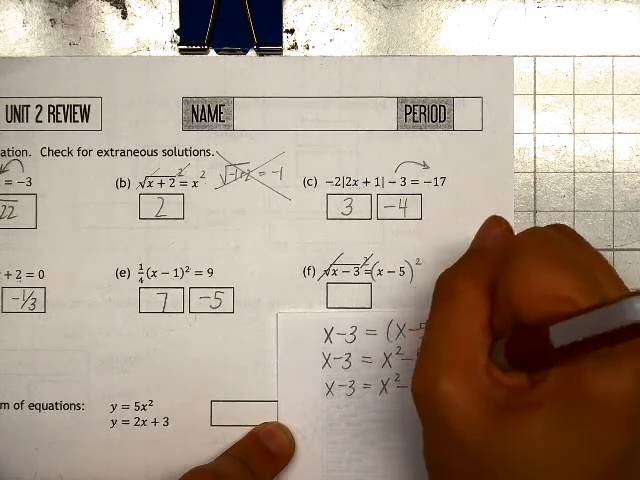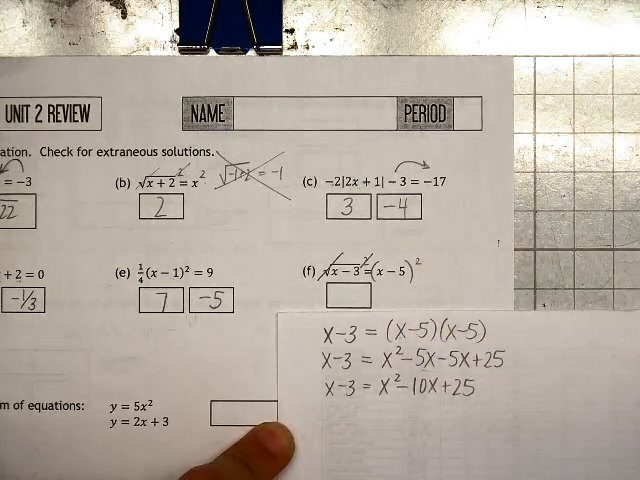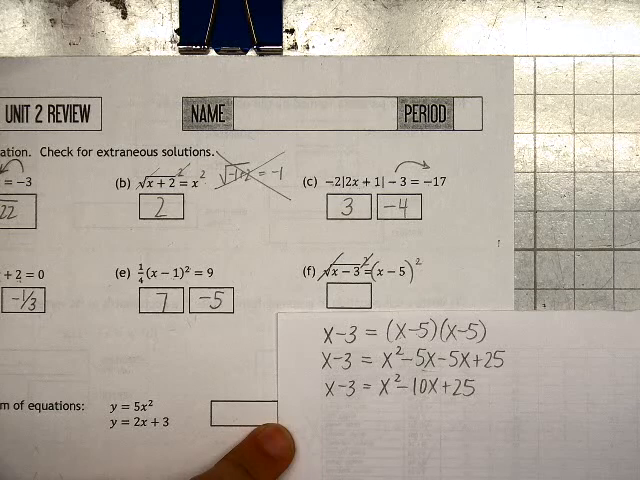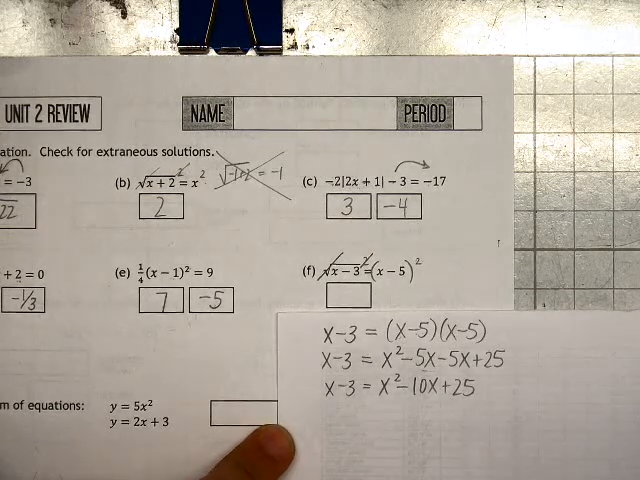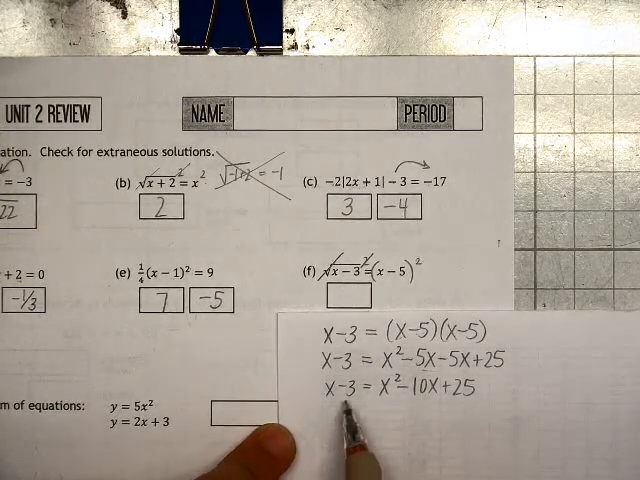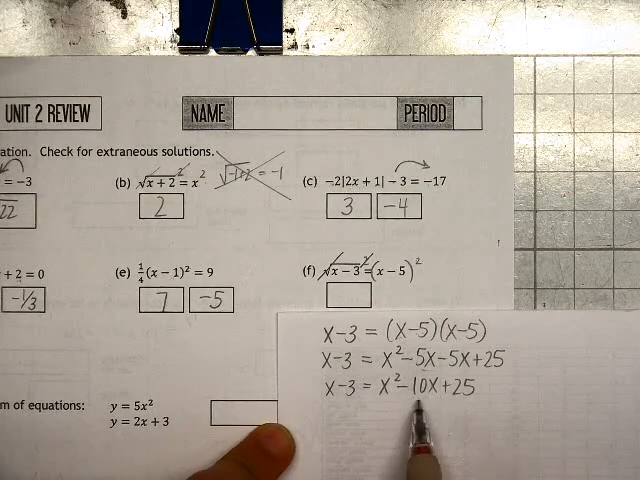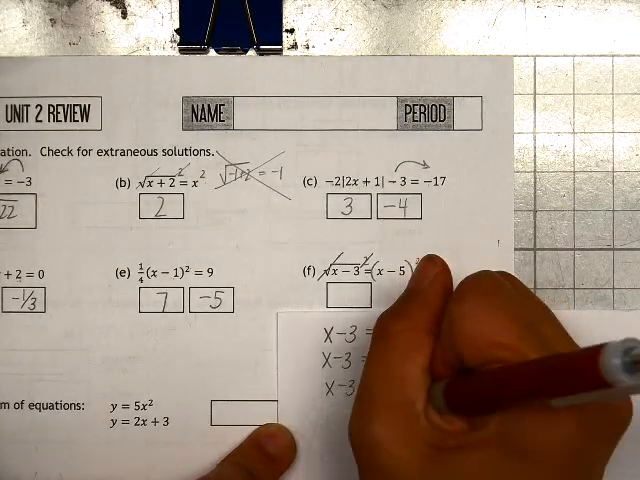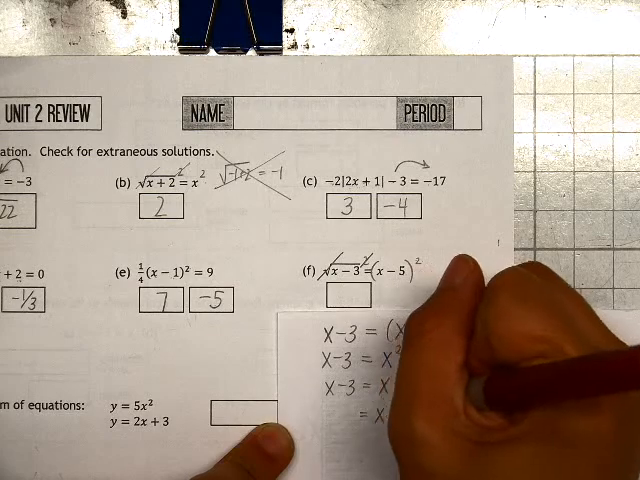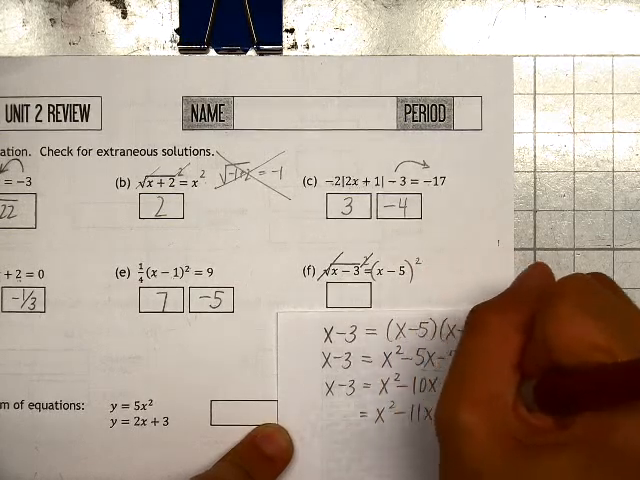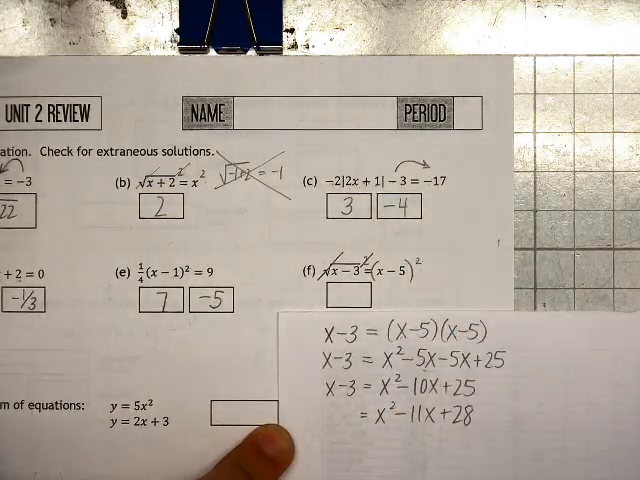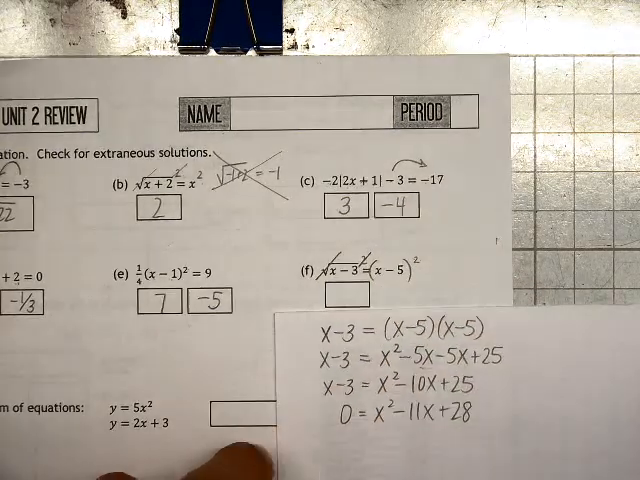If I combine like terms in the middle, that'll give me, again, x minus 3 equals x squared minus 10x plus 25. Now that I look at this problem and I see x's on both sides, I'm going to move the x minus 3 from the left-hand side over to the right-hand side to join up with the like terms here. That would give me on the right-hand side x squared minus 11x plus 28, and now on the left-hand side equal to 0.